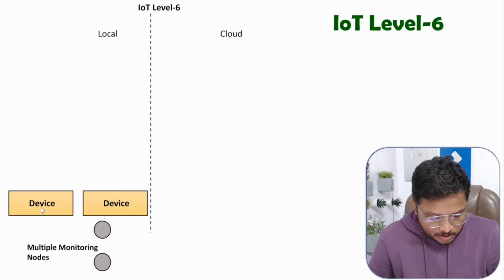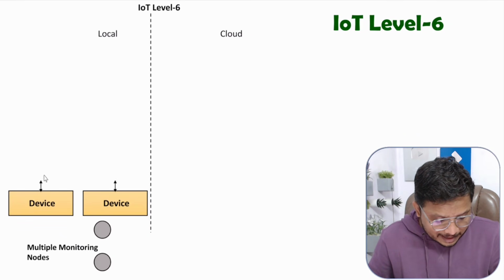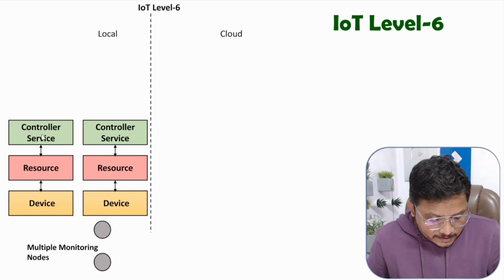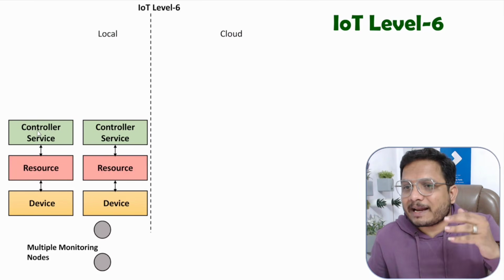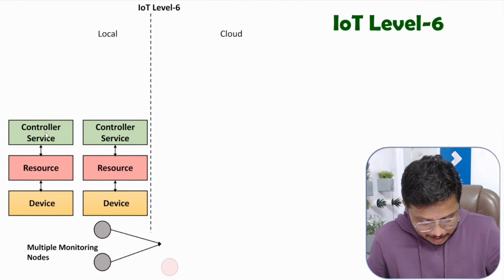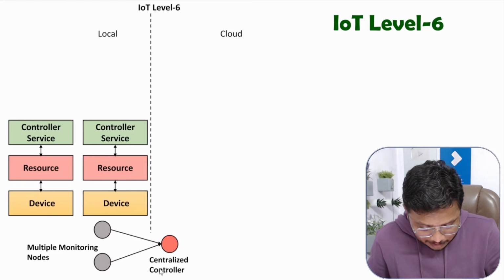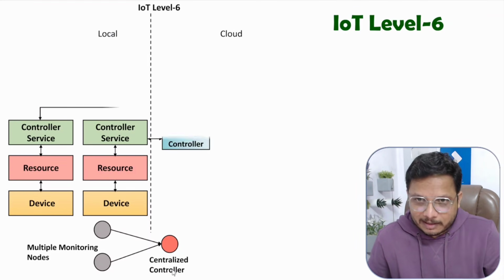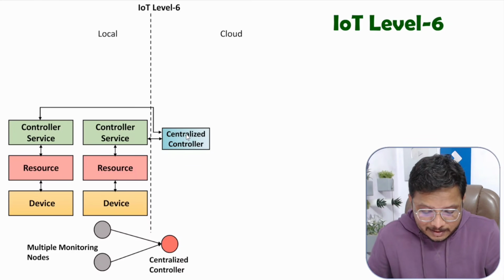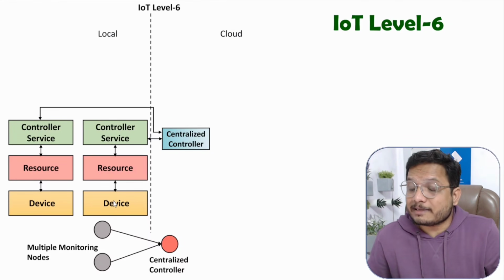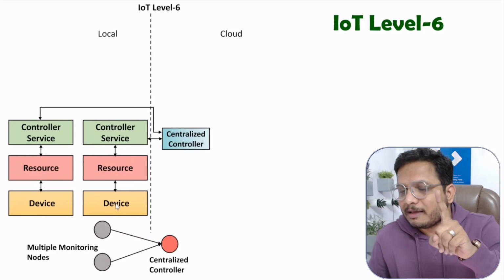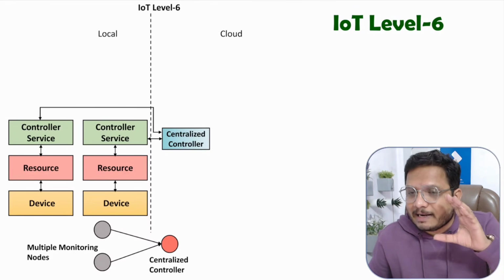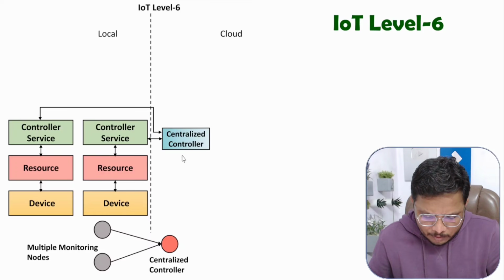Here also you can observe multiple devices interacting with resources via software, and controller services providing interaction on the internet. And here there is a centralized controller. That centralized controller is at the cloud side, and it is controlling all these devices. That centralized controller was not there in level 5. Here this additional feature is there, which is the centralized controller. Otherwise almost everything is identical.